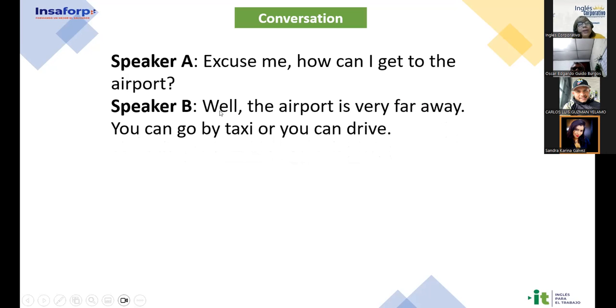Okay, speaker B. Well, the airport is very far away. You can go by taxi or you can drive. Okay, in the case you drive, it is the case that you go by car. Okay, so you say go. What do you understand when you say go? You can go by taxi. So what is go here? Go is ir and get is? Llegar, exactly. Llegar.